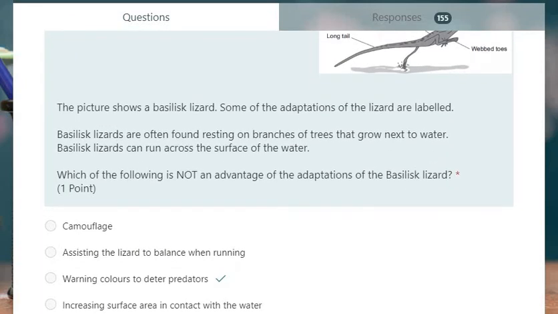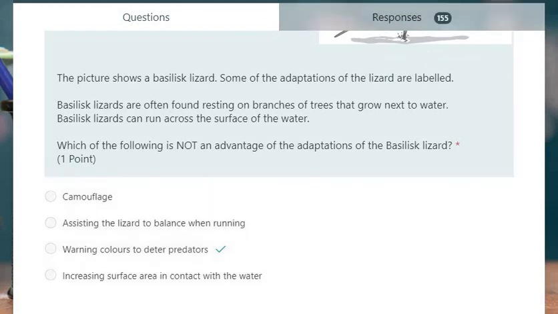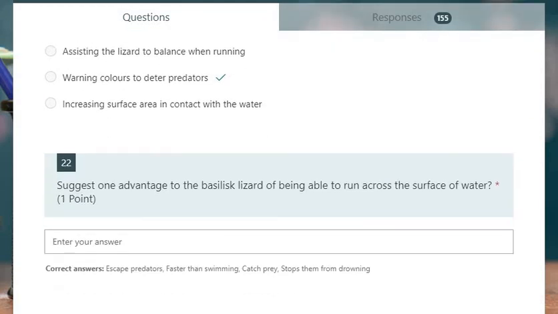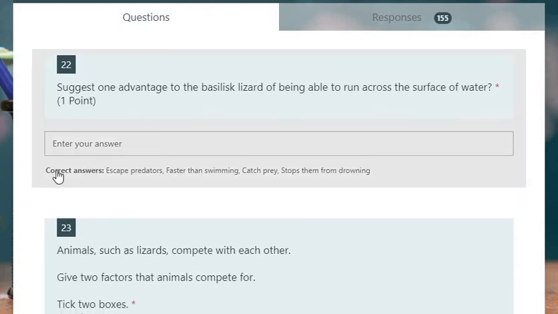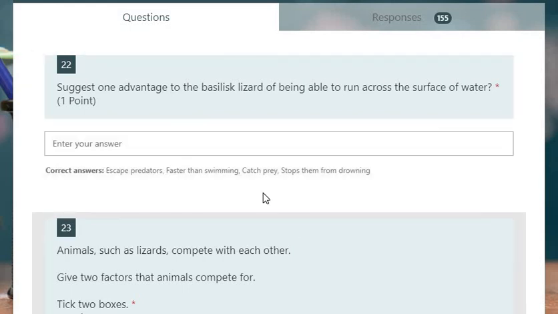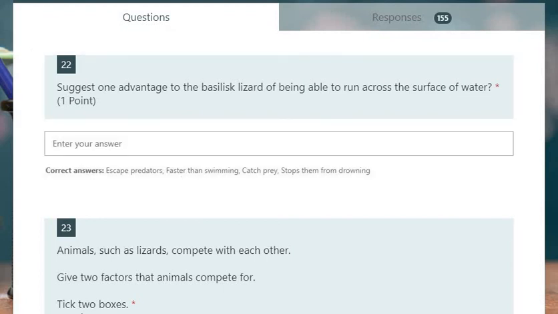21, one of these things that isn't an advantage of the adaptations of the basilisk lizard, most of you got this, warning colours to deter predators. That's not something that featured on the diagram, so that's the one to pick out. An advantage of the lizard being able to run across the surface of water, most people got something to do with escaping predators. There are other options you could have said, but the vast majority said to escape predators on land.